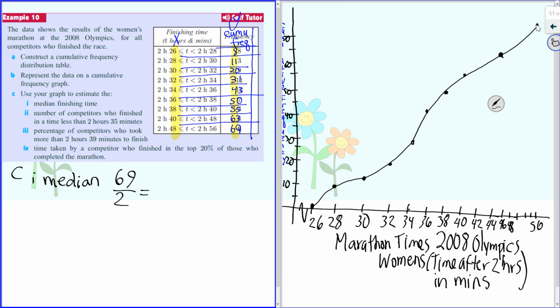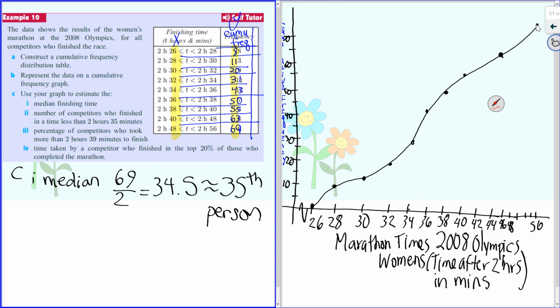Okay, so what we get is 34.5, which is approximately the 35th person. So the 35th person to finish would be the person that beat 50% of the runners. So they were right smack dab in the middle. So what they want to know is, what is the median finishing time? That's where the graph fills in really well.